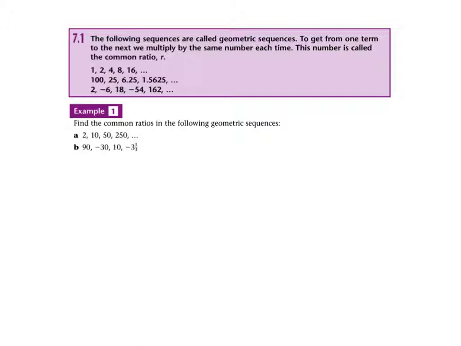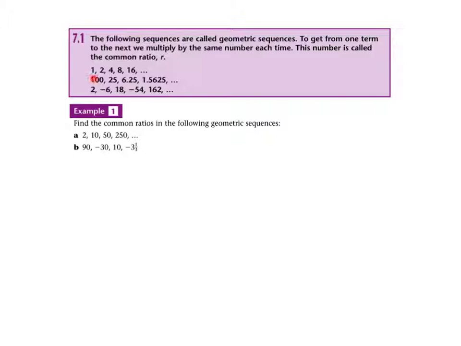Now this is simply, instead of an arithmetic sequence where we add on something every time, in a geometric sequence we're going to be multiplying by that same number each time. So this is the common ratio. So as we can see in the first sequence here, 1, 2, 4, 8, 16, we're doubling. So we're multiplying by 2, so the common ratio is 2.